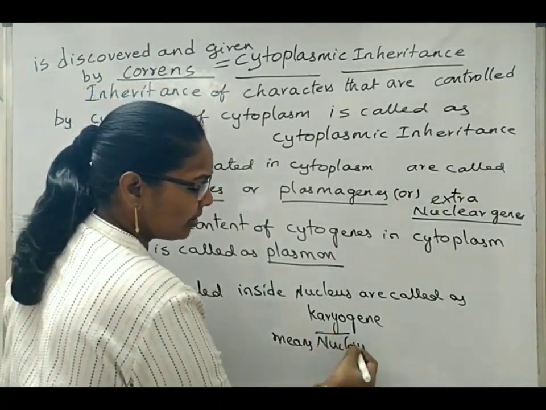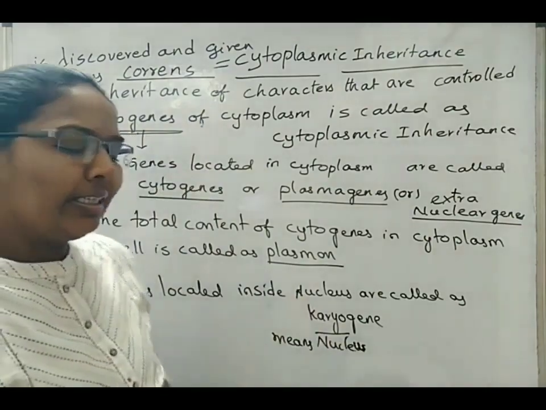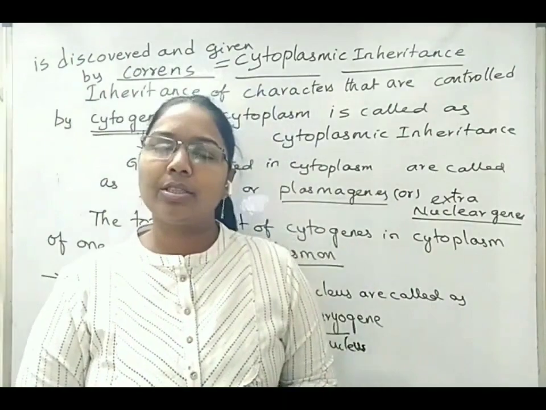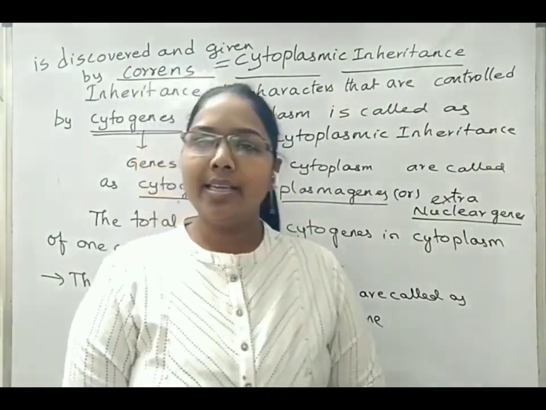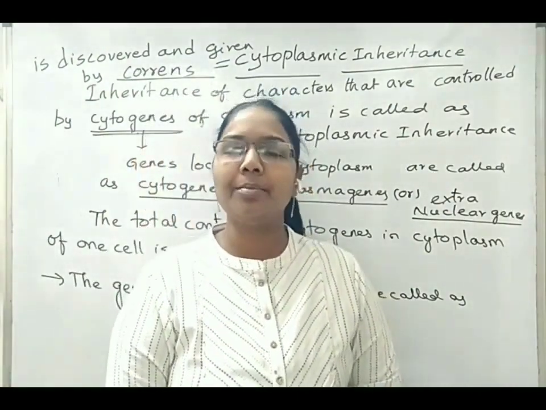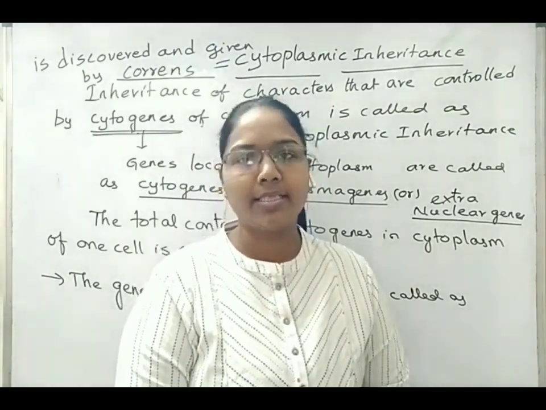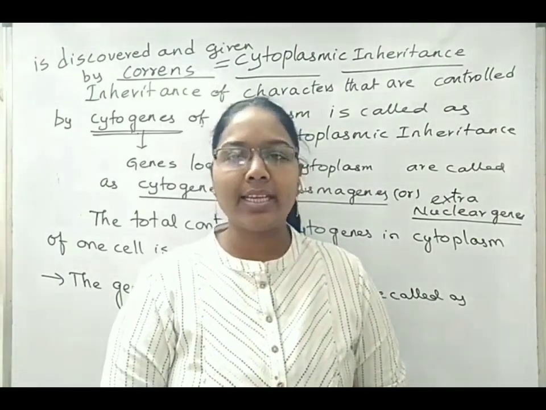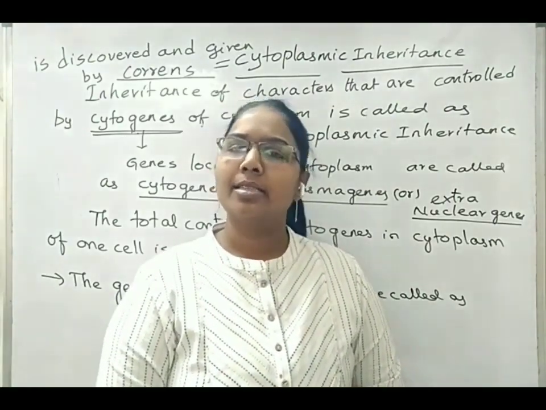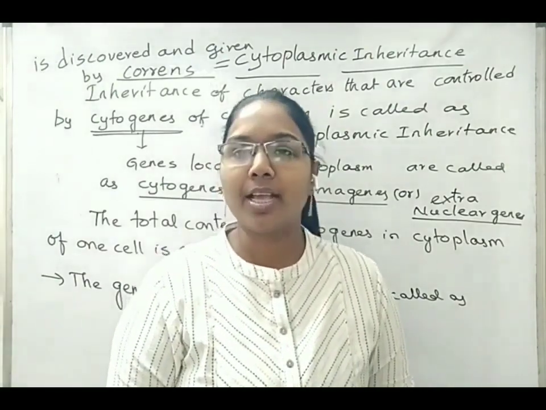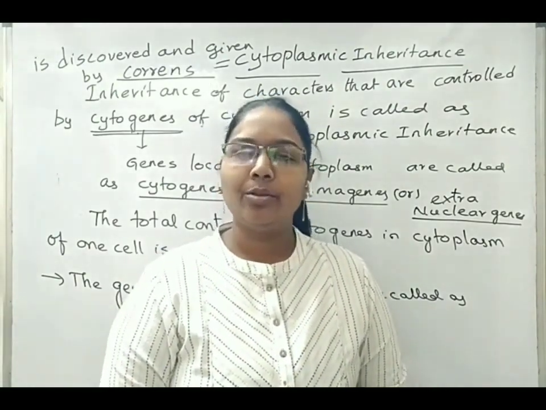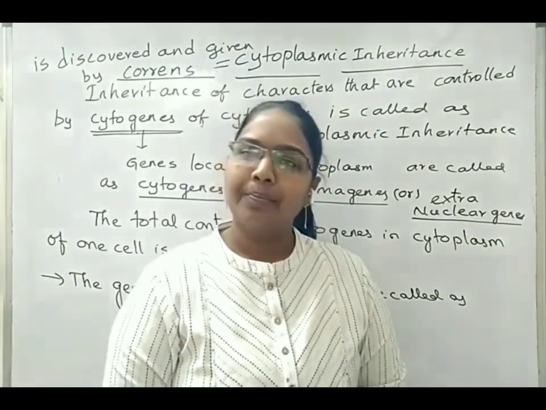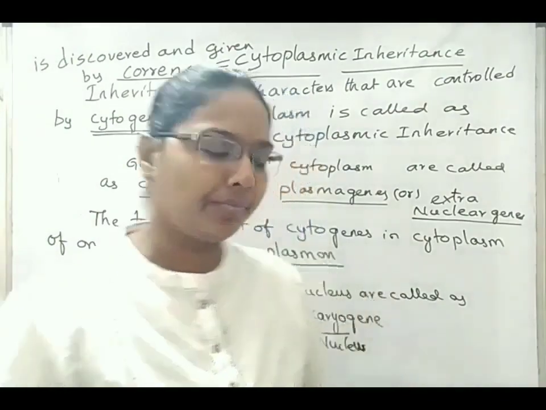Karyon means nucleus. Now, the inheritance of these cytogenes occurs through the female gametes or the female organism, because the egg has a sufficient content of cytoplasm and cytogenes exist inside that. But in male gametes like sperms, there is a very negligible content of cytoplasm. Sometimes that may also be considered absent. So we do not consider the transmission of cytoplasmic inheritance through sperms or male gametes.